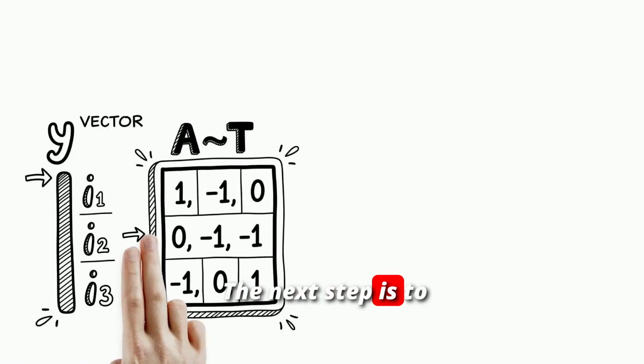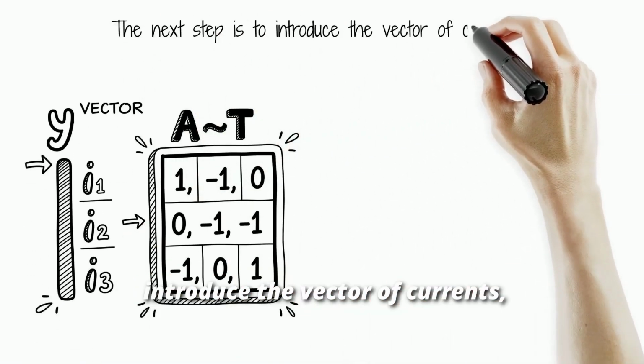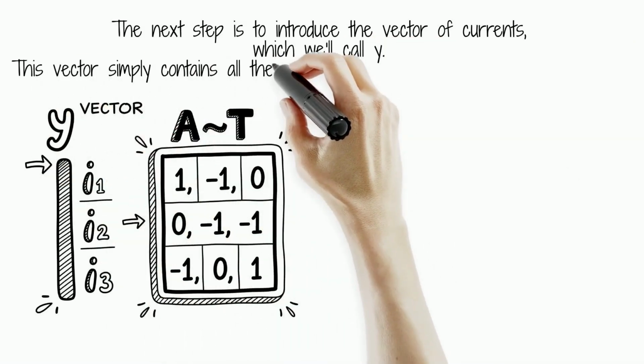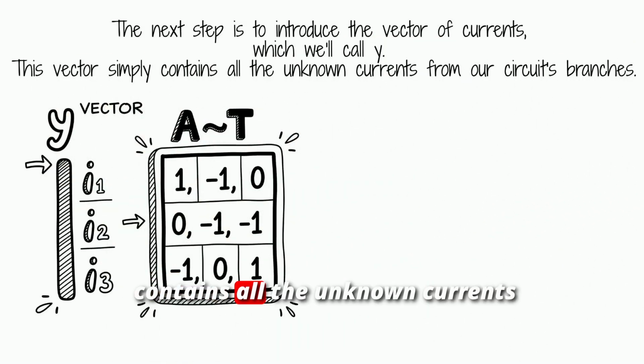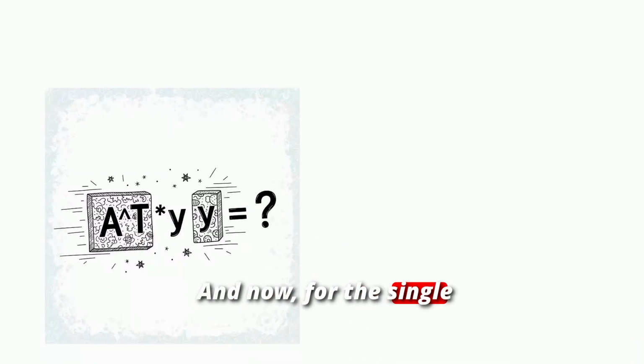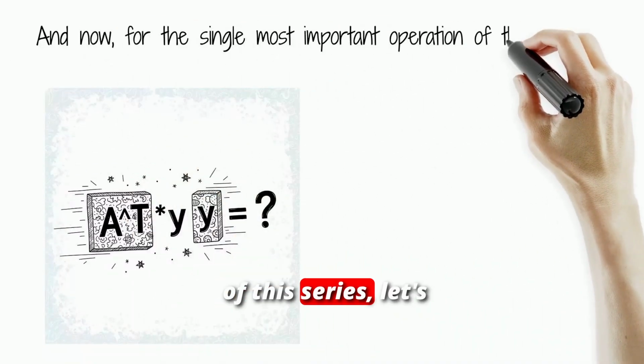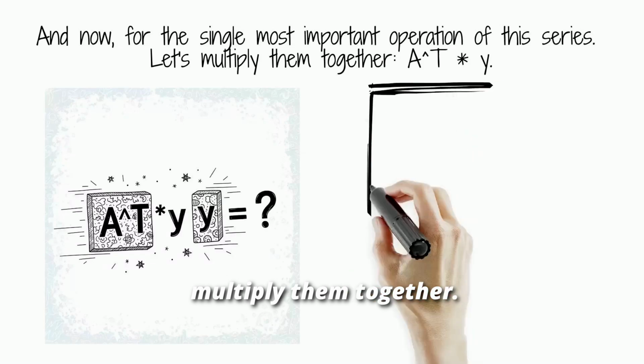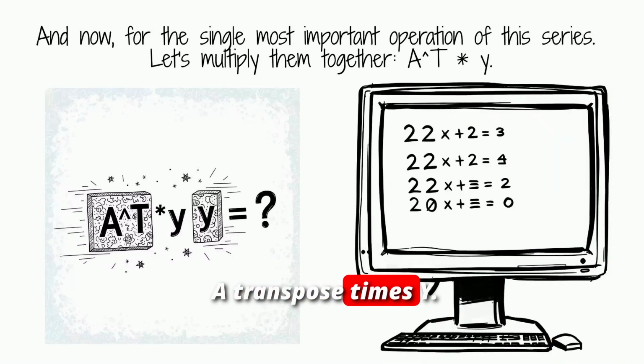The next step is to introduce the vector of currents, which we'll call y. This vector simply contains all the unknown currents from our circuit's branches. And now for the single most important operation of this series. Let's multiply them together: A transpose times y.